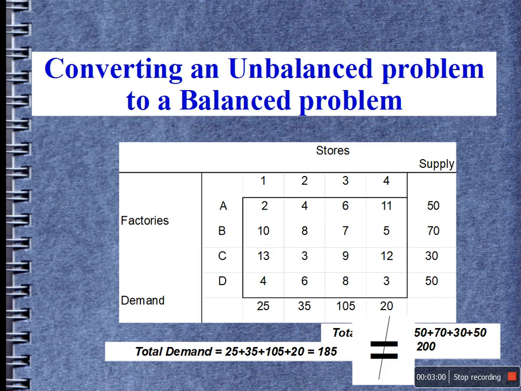Converting an unbalanced problem to a balanced problem. Here the sum of supply and the sum of requirement or demand values are not equal, so it is an unbalanced problem. To make this problem balanced, we have to add 15 to the demand values, then we get the sum of supply and demand equal, right?